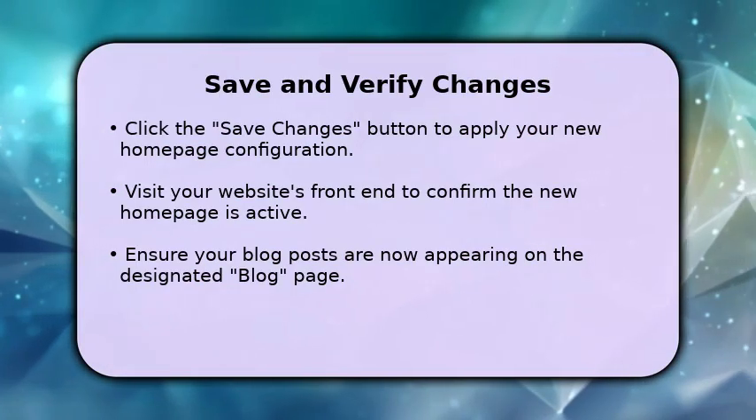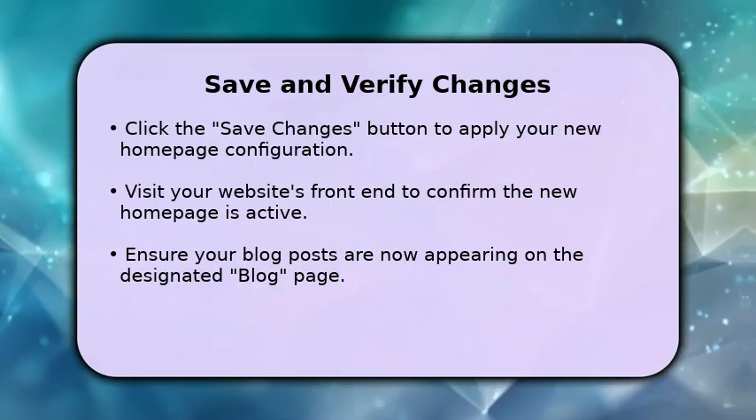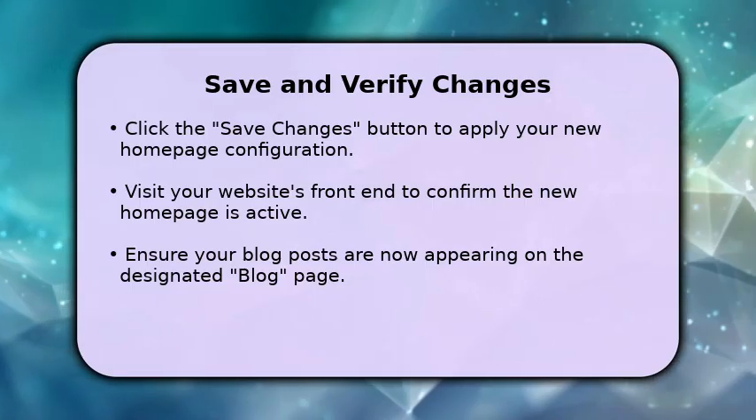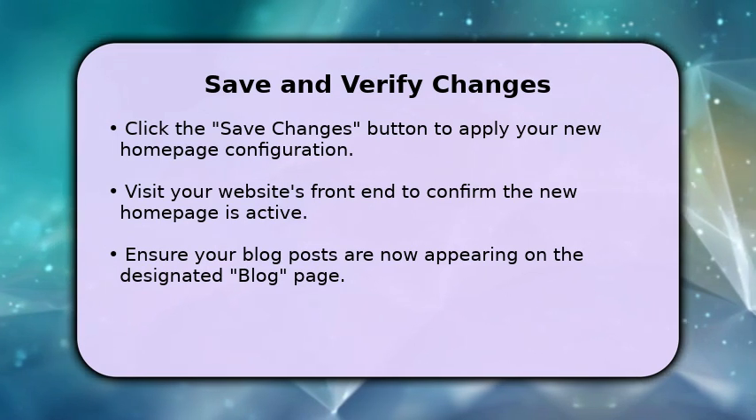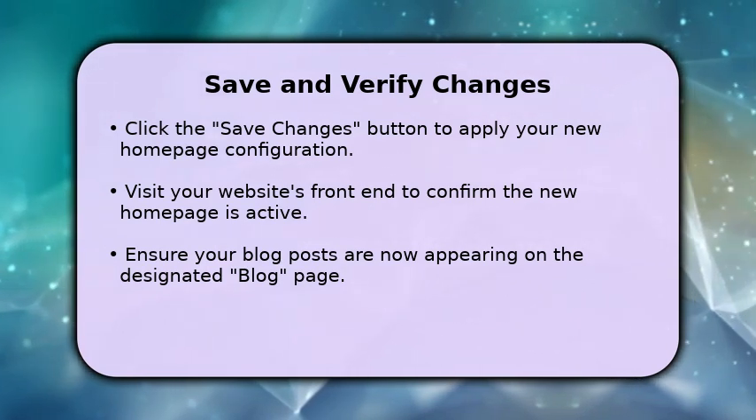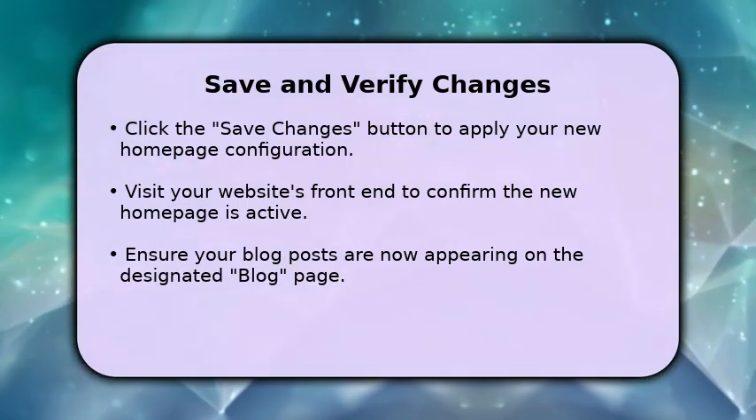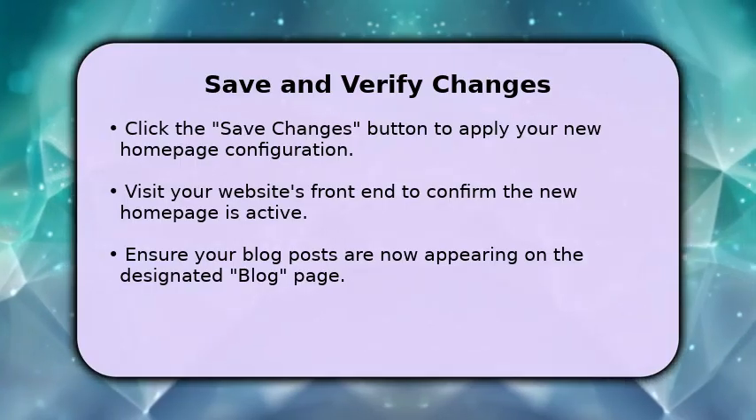Finally, remember to save your changes by clicking the Save Changes button at the bottom of the Reading Settings page. After saving, it is crucial to visit your website's front end to verify that your new static homepage is correctly displayed. Also, confirm that your blog posts are now appearing on the designated blog page. You can always revisit these settings if you decide to adjust your site's presentation in the future.